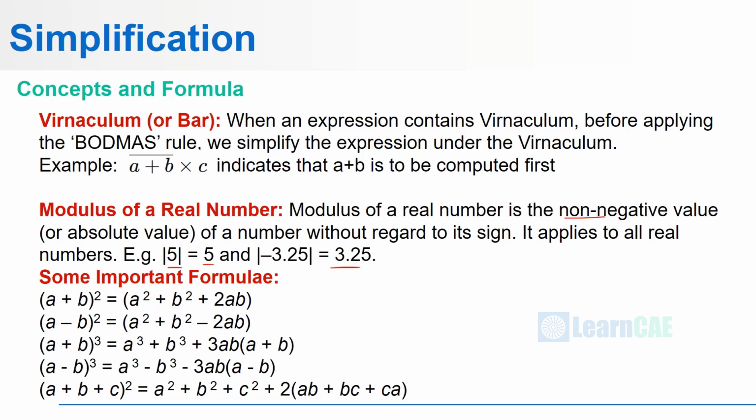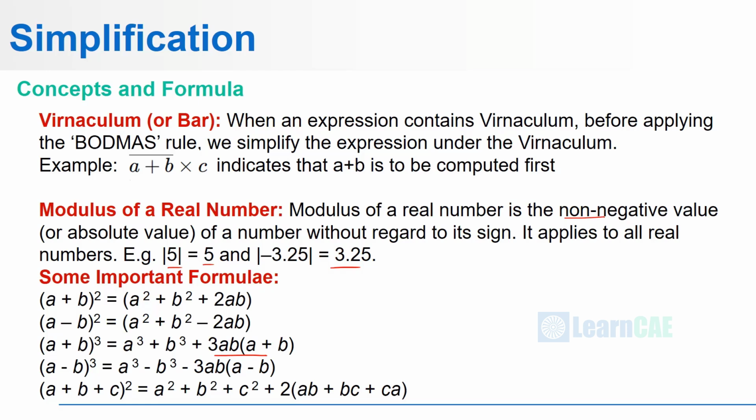Next, we shall revise some important formula. We know that a plus b whole square is equal to a square plus b square plus 2ab. Similarly, a minus b whole square. Next is a plus b whole cube. This is equal to a cube plus b cube plus 3ab into a plus b. You can expand this term and write.